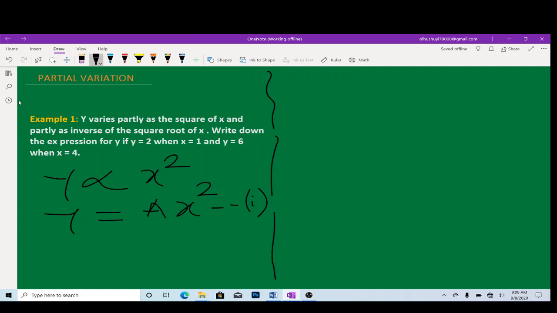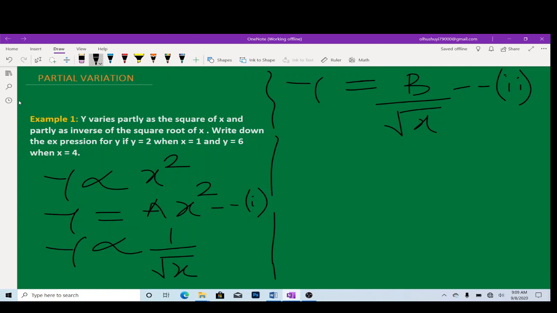Then y also varies partly as the square root of x. Are you seeing that? Which implies that y is equal to, let's use another constant, b upon the square root of x. This will give us equation 2. Now let's solve them.